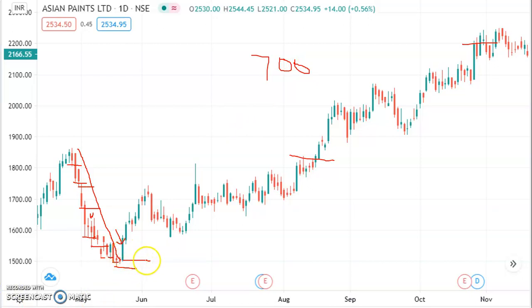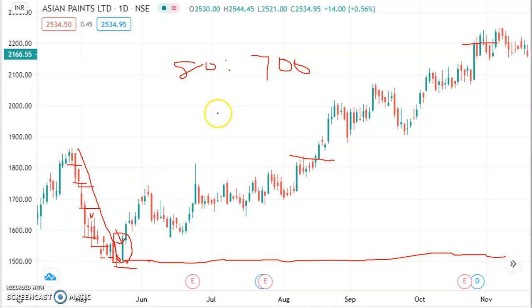The stop loss is the low of the entry candle, which never got touched for more than 6 months, and the length of the entry candle is close to 80. So this is your risk reward ratio. You are taking the risk of 80 rupees and getting rewarded with 700 rupees. That's the reason this is the most powerful reversal strategy in the market.